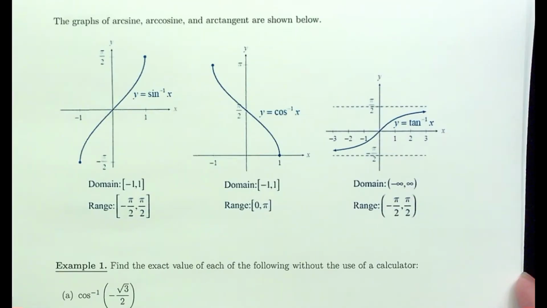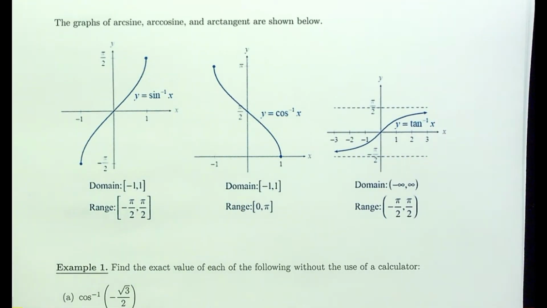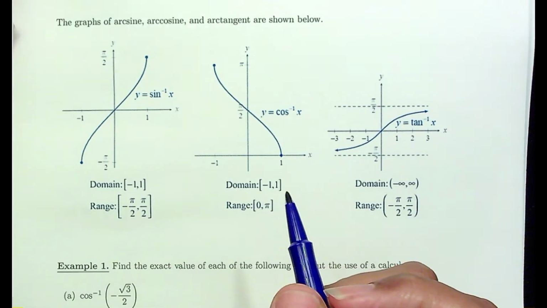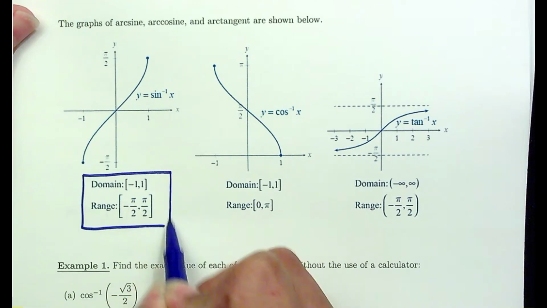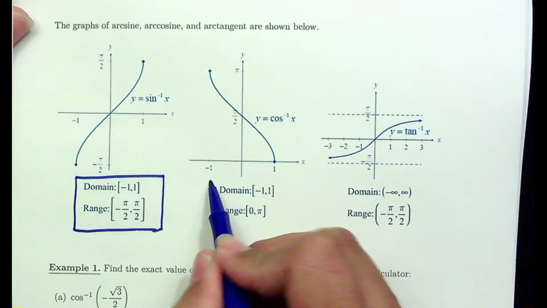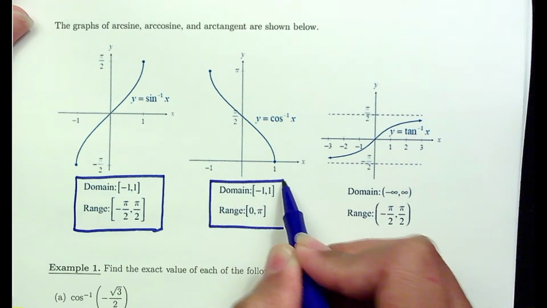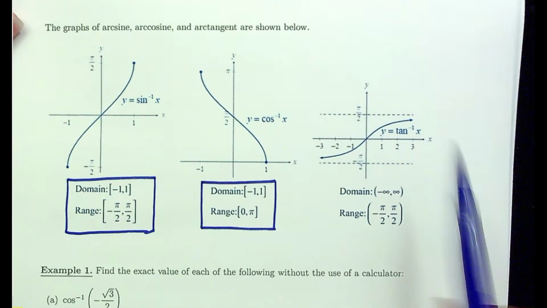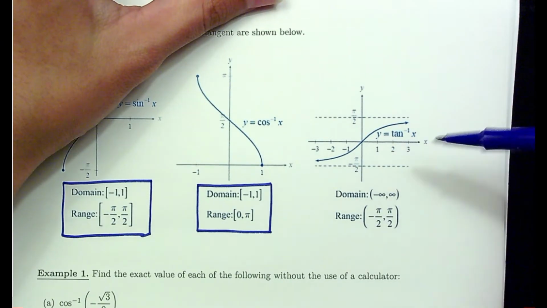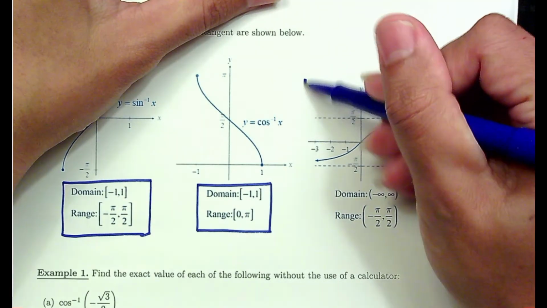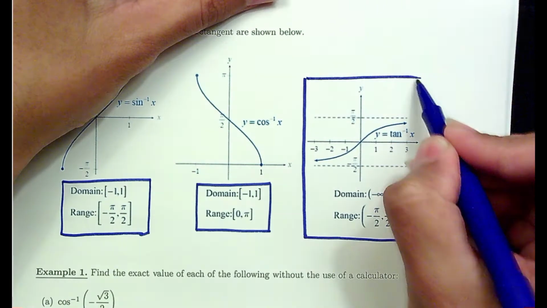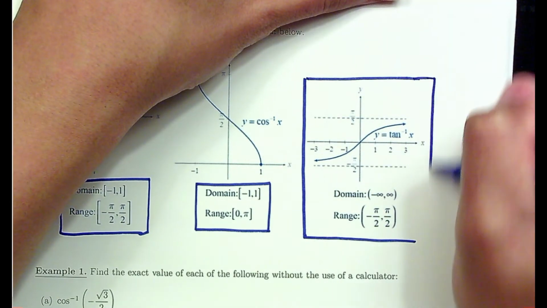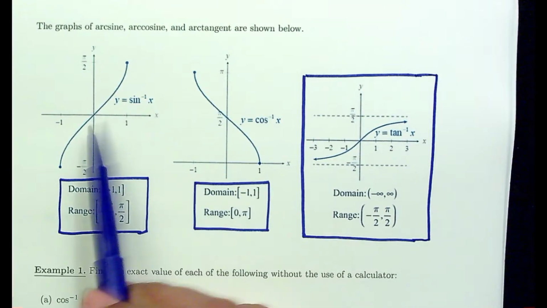Now, the graph of arcsine and the graph of arccosine are not really important. You don't really need to remember this. The things that I do want you to remember, though, are the domain and the range for sine inverse. That is important. The domain and the range of cosine inverse, that is important. And same for tangent inverse, but for tangent inverse, you should really remember its graph as well. The graph of tangent inverse is more important to remember than the graph of these two.